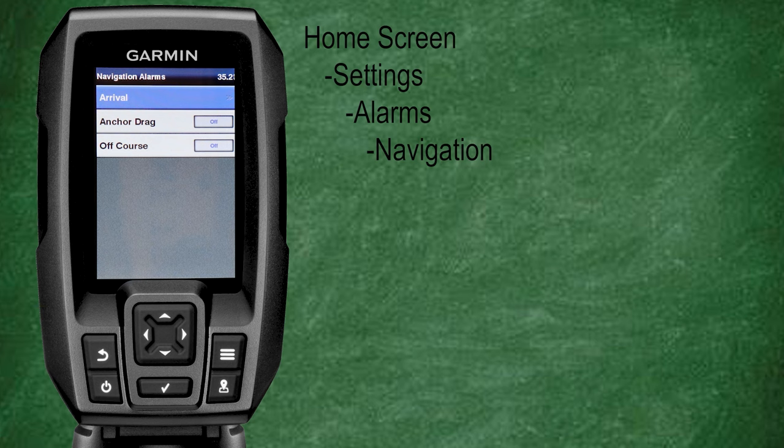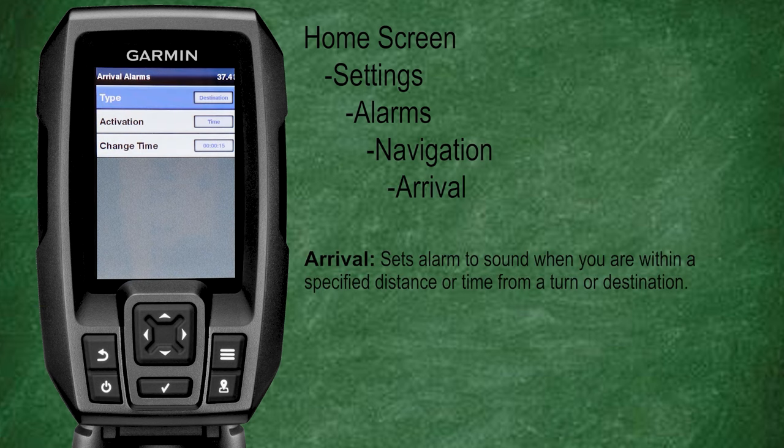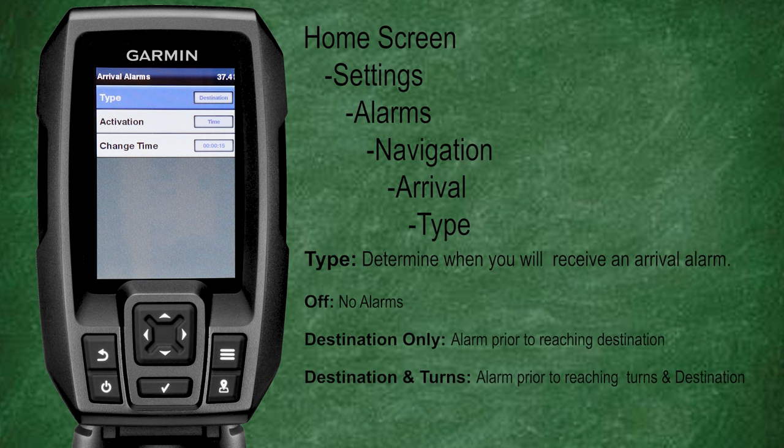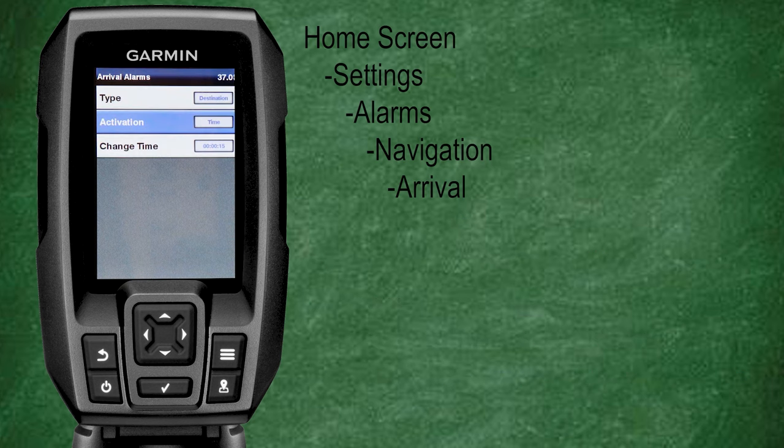First, we'll start with how to set our arrival alarms. We can determine the type, activation, or what causes the alarm, and the parameter for each alarm. Under alarm type, we can select off, which would be no alarms, destination, only alarms when you arrive at a waypoint, or destination and turns, which will give you an alarm notification for each turn of your track and upon arrival.